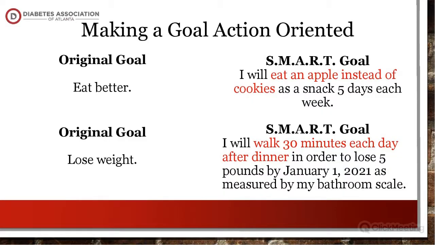So when we're thinking of making our goal action-oriented, again, with our original goal of eating better, we made it into a SMART goal by saying that we are going to eat an apple instead of cookies. And so in this case, eating the apple instead of the cookies is the action that we're going to do 5 days each week to help us eat better.